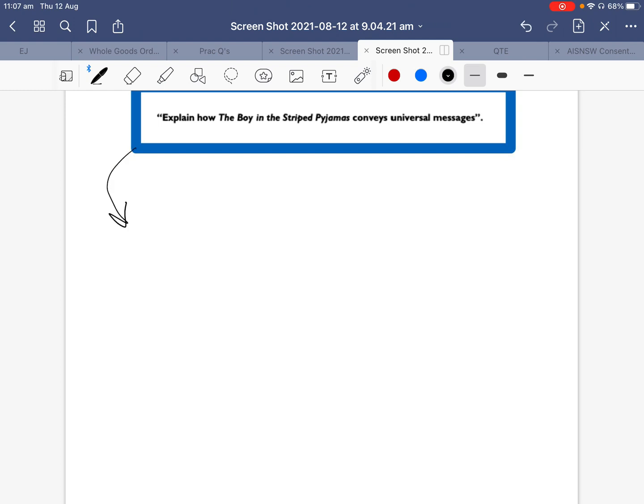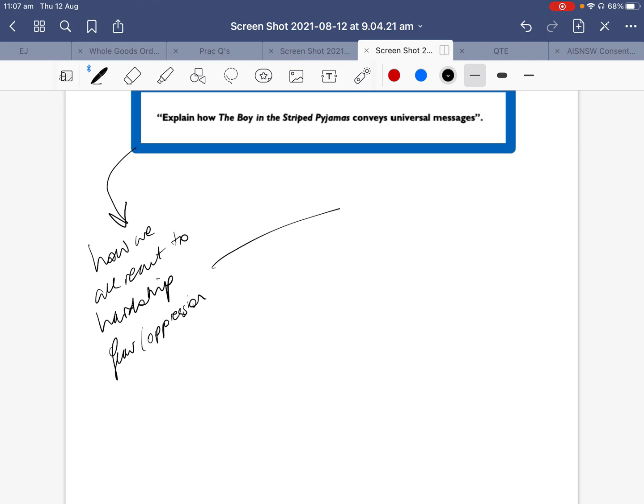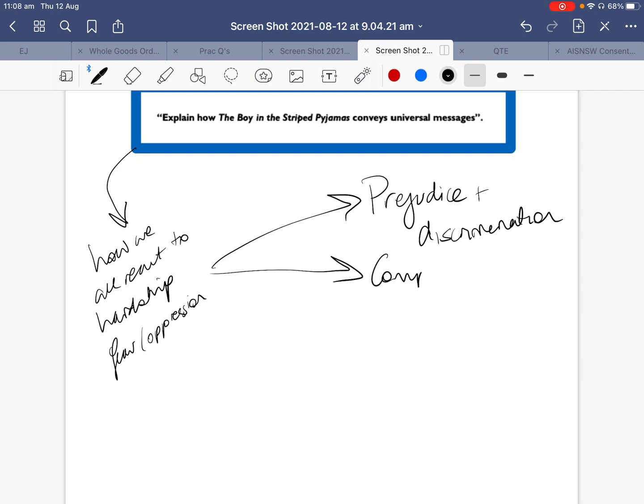So if we brainstorm here, think about how we all react to, let's call it hardship, including things like fear and oppression. And from that, there's a few different ways people react in this novel, The Boy in the Striped Pajamas. So let's think about big overarching concepts: prejudice and discrimination. On the flip side to that, compassion. We've talked a lot about that one already.